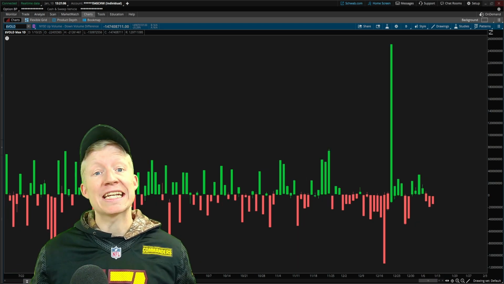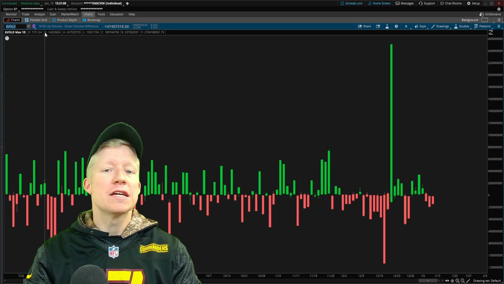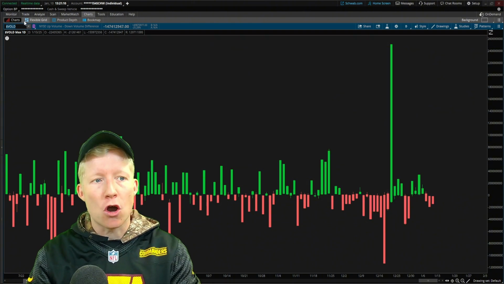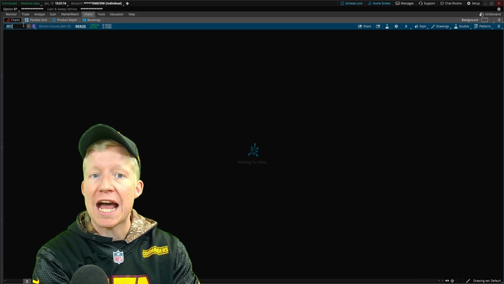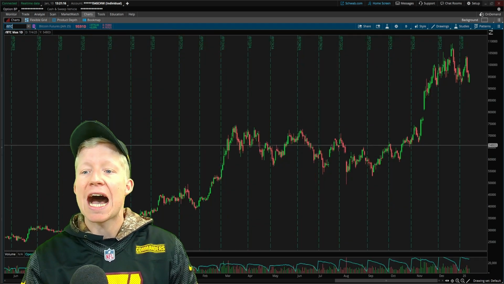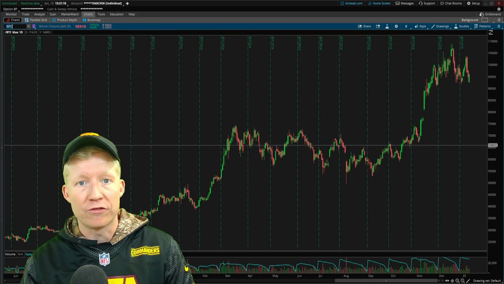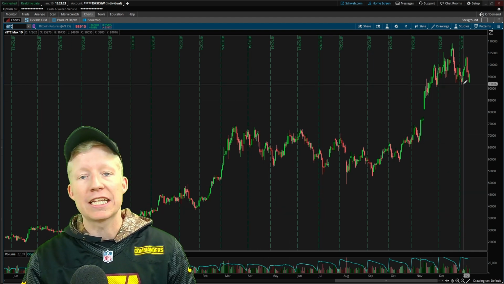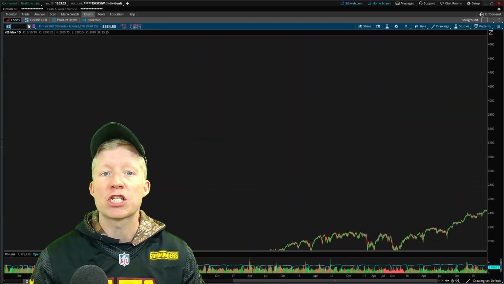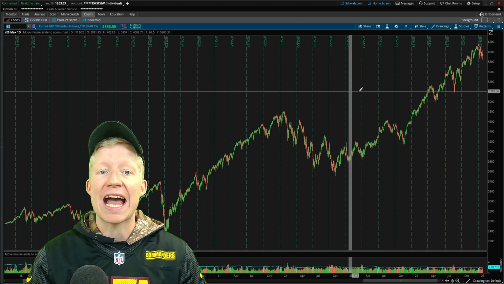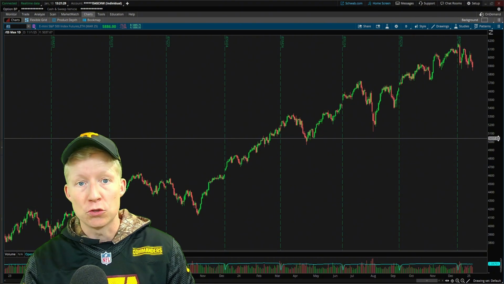But before we get to that, let's cover some more secret charts you may not have known existed within ThinkorSwim. If I type in /BTC, I am now looking at Bitcoin futures. This is the daily price action of Bitcoin. If I type in /ES, this is the S&P 500 futures.